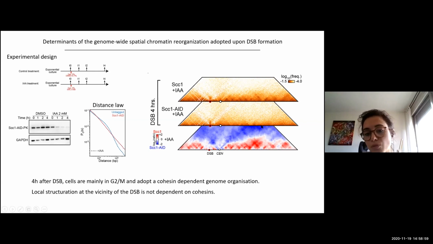4 hours after double-strand break, in absence of cohesin, most of the structuration of the chromosome is lost. It is also observed that the genome has the same organization as the G1 genome. So we conclude that 4 hours after double-strand break, cells are mainly in G2M and they adopt a cohesin-dependent genome organization. However, locally, the structuration of the break is not influenced by SCC1 depletion, suggesting that it is independent of cohesin.